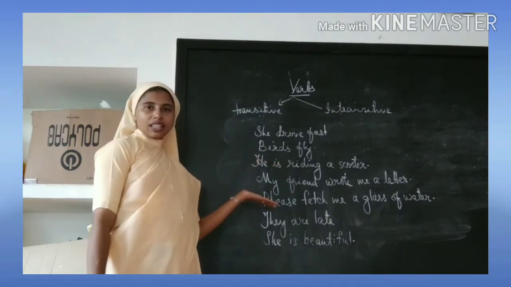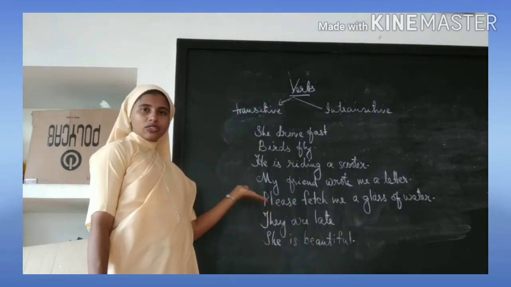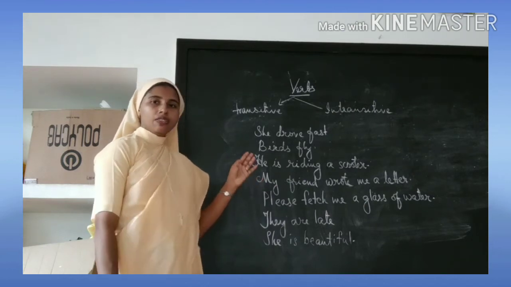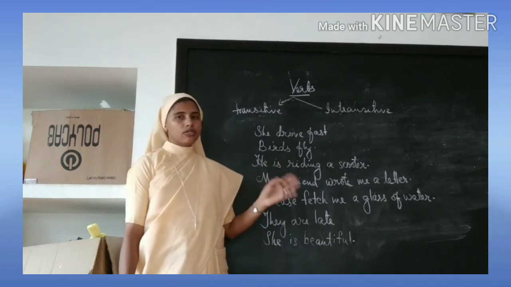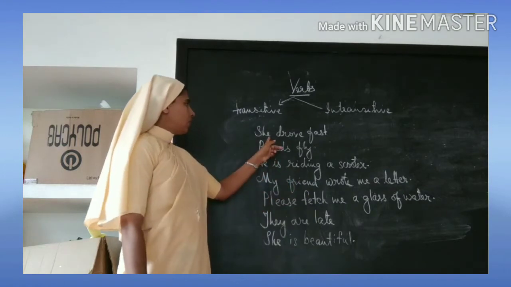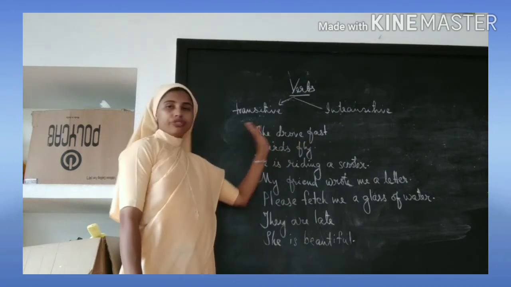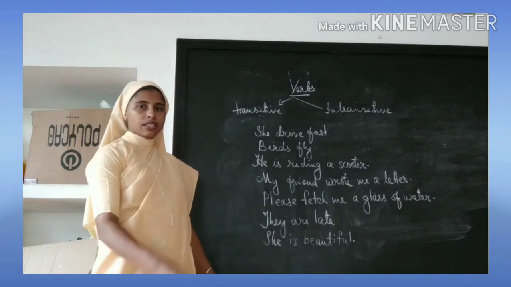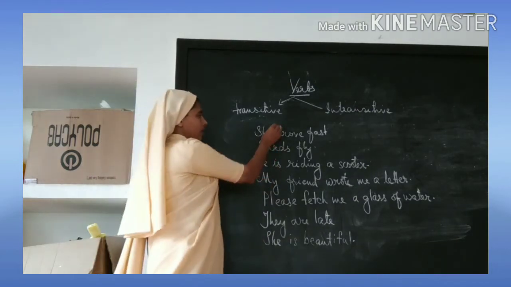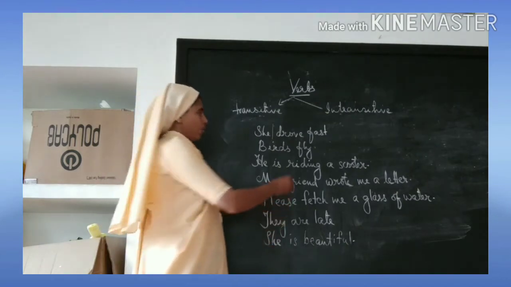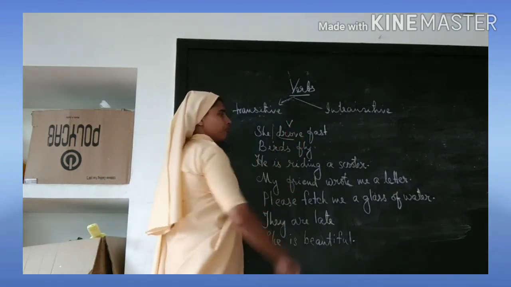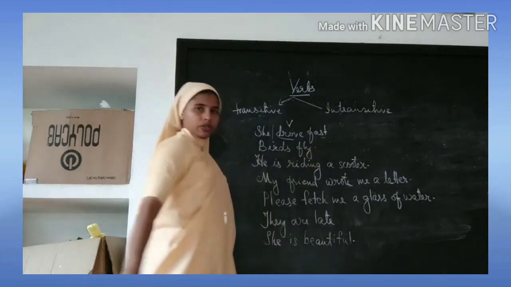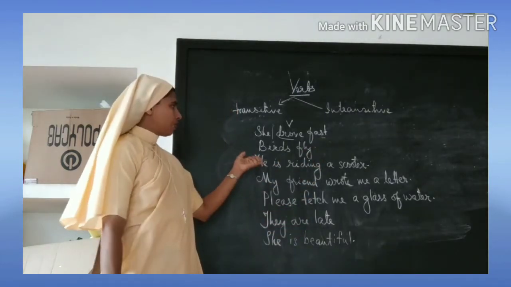We'll take these examples and divide the structure. We'll find the structure of the sentence so that it will help you to identify whether it is a transitive verb or intransitive verb. She drove fast. Let's divide the structure of the sentence. She, subject; drove, verb; fast, that is an adverb only. She drove fast.